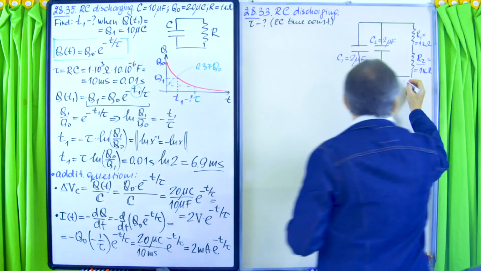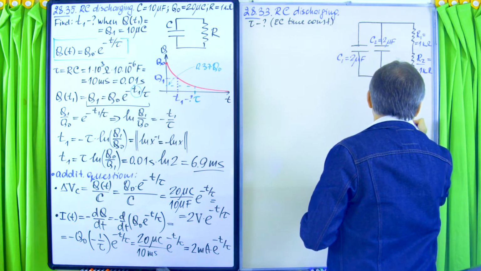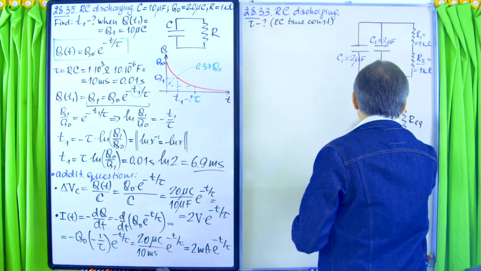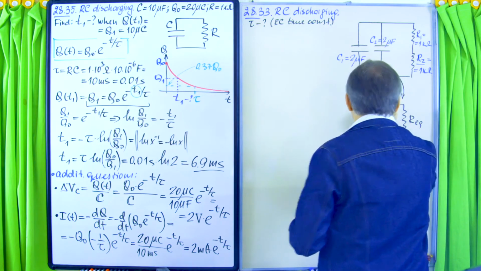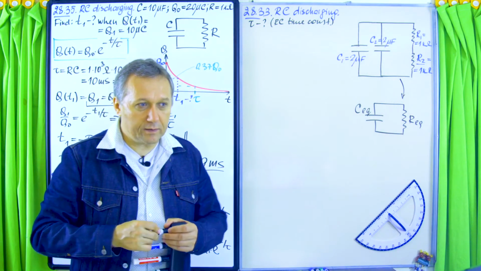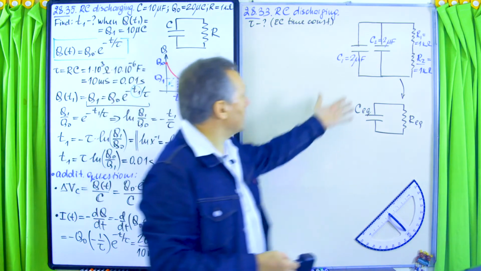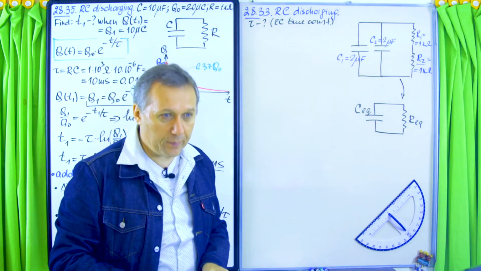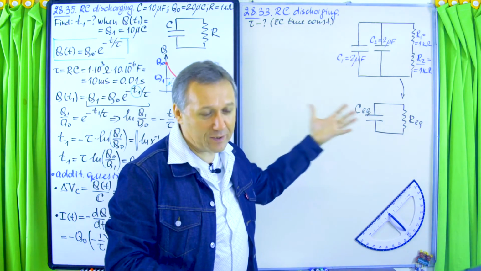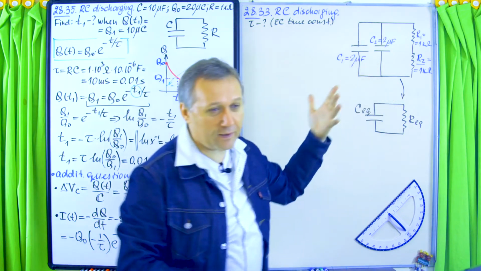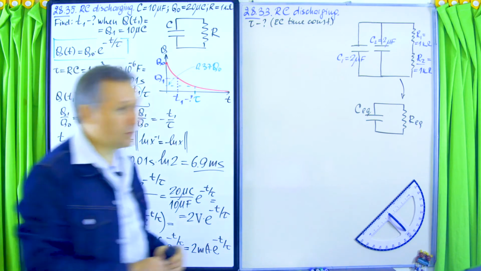So we can easily redraw this picture into something like this, right? So we have R equivalent and C equivalent. And how to find this R equivalent, C equivalent? We know, right? It's a piece of cake. And again, we see that these two capacitors are obviously connected in parallel because potential differences are the same. And those two resistors are connected in series because currents through them are the same. Right? So now it's very simple.